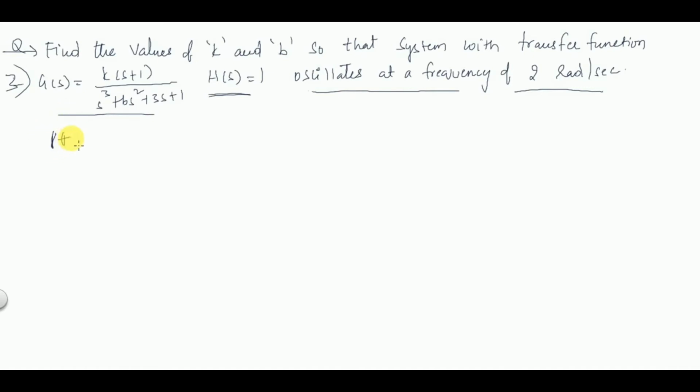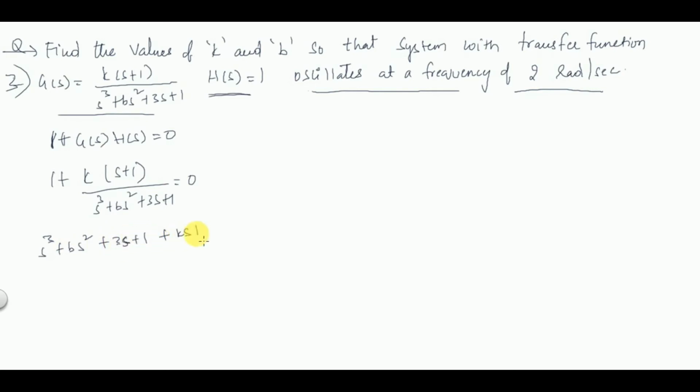So the characteristic equation is given by 1 plus G(s)H(s) is equal to 0. So 1 plus K into (s plus 1) by (s cube plus b s square plus 3s plus 1) is equal to 0. So s cube plus b s square plus 3s plus 1 plus Ks plus K is equal to 0. The denominator, if you send that side multiplied by 0, it will also be equal to 0.